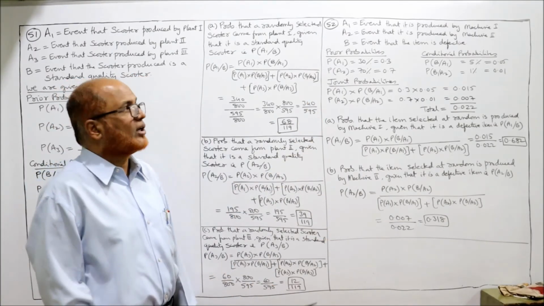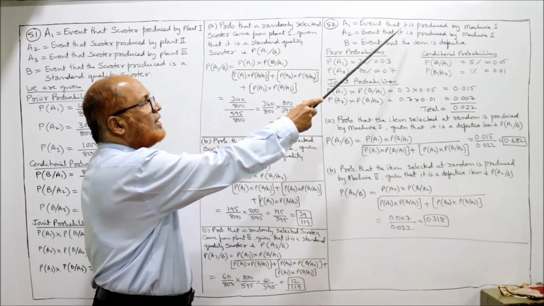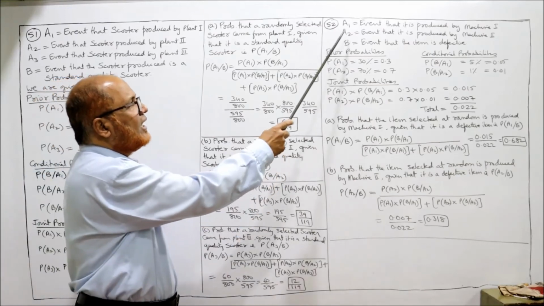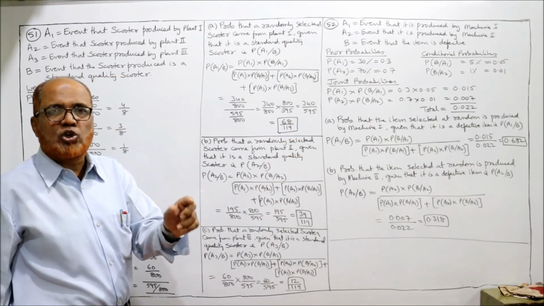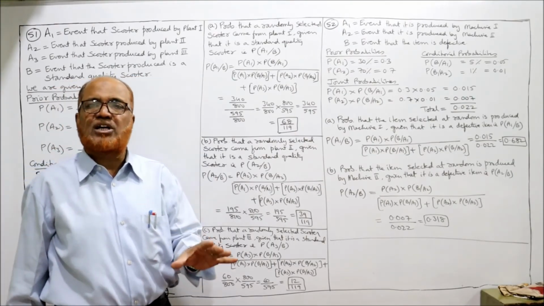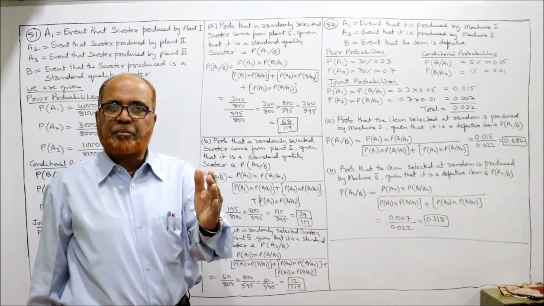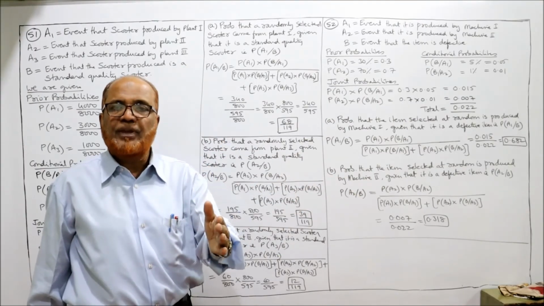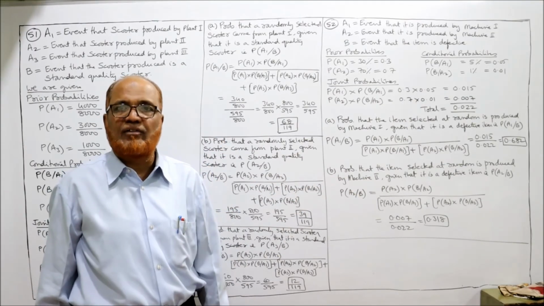First, we put the information in symbolic forms, notational form. A1 is equal to event that the unit is produced by machine 1. A2 is the event that the unit is produced by machine 2. And B is the event that the item is defective. So A1, production by machine 1. A2, production by machine 2. B, event that the unit is a defective item.